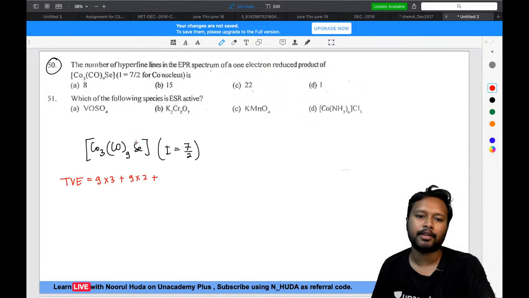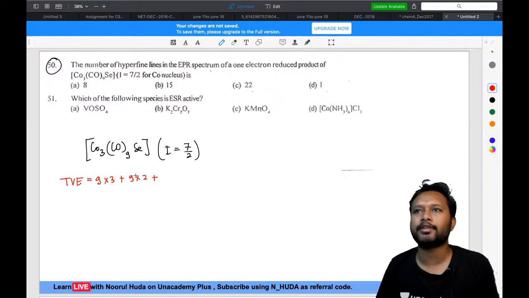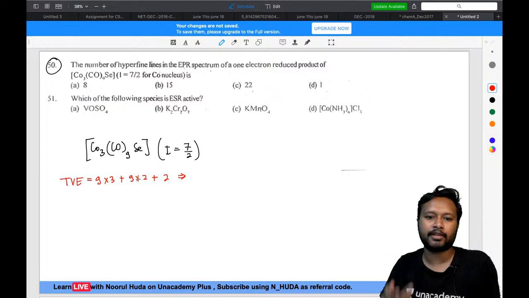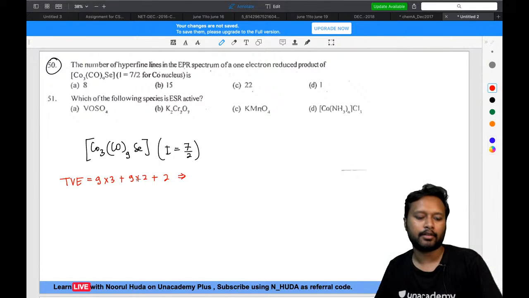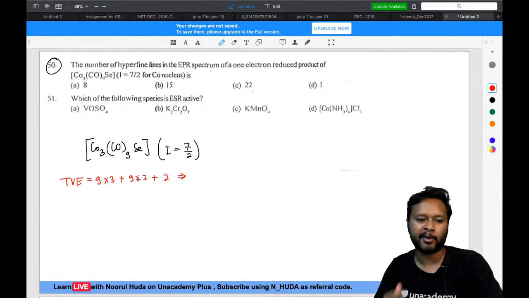Now selenium goes in the oxygen family, so just like oxygen gives 2 electrons and sulfur gives 2 electrons, selenium should also give 2 electrons. If you calculate the total valence electrons, you will get 27 plus 18 plus 2. Sorry, selenium should give 3 electrons. So 27, and if you add 18 to that, and add 3 more, it becomes 48.